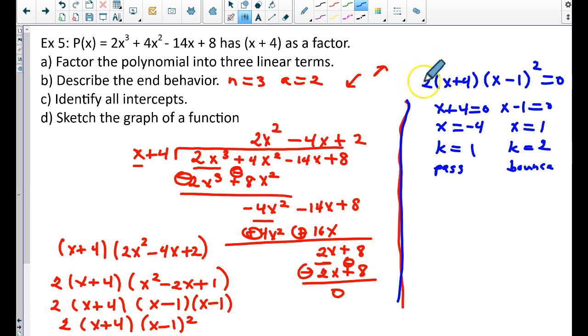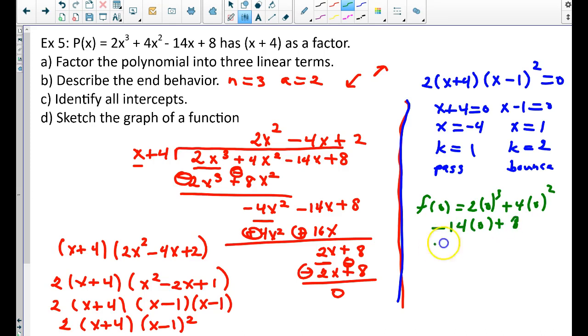Some of you have asked, well, what about the 2? Although 2 is a factor, it doesn't contain a variable, so it doesn't have an x-intercept. To get the y-intercept, you're simply going to substitute 0 into either the factored form of the equation or the original form. And so the y-intercept is 8.